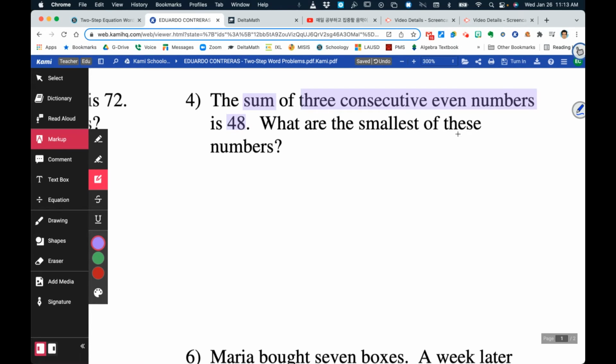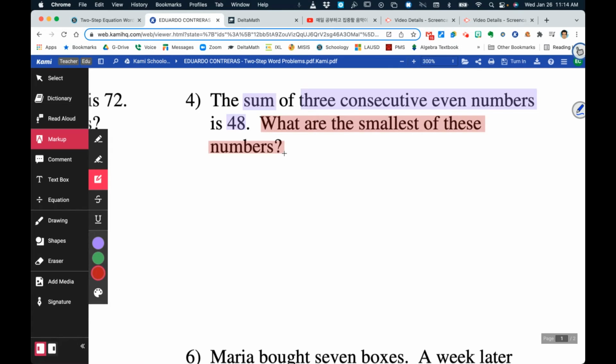What are the smallest? Shouldn't it be what is the smallest of these numbers? Yeah, but they're asking for one number, right? What is the smallest? There's only one smallest. I mean, don't get me wrong, grammar is not my forte, but I think I can say that. Okay.